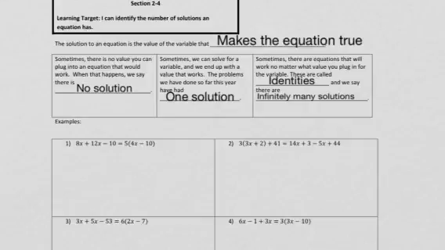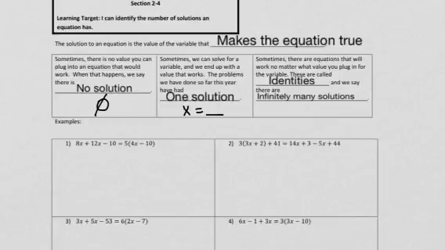And in this last box, sometimes there are equations that will work no matter what value you plug in for the variable. These are called identities, and we say there are infinitely many solutions. If you wanted to, you can put this symbol for no solution. When you have one solution, you're going to have x equals and then whatever the answer is. And when you have infinitely many solutions, you actually write down those words, infinitely many solutions.